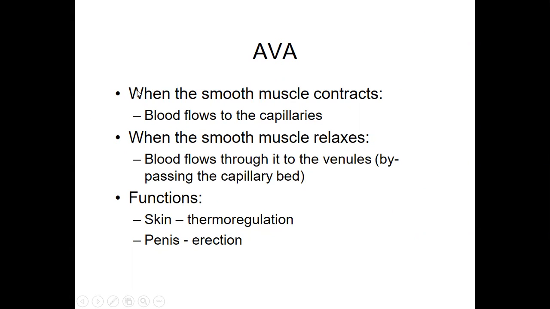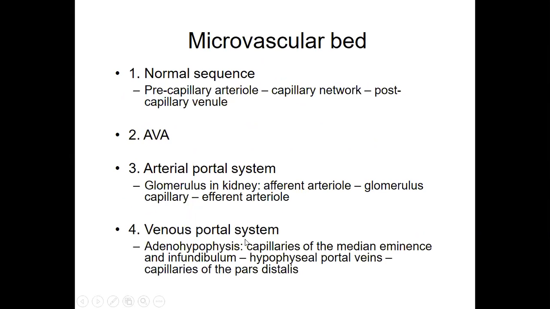For AVA, whenever the smooth muscle contracts, the blood will flow to the capillary. But when the smooth muscle relaxes, the blood flows to the venules, bypassing the capillary bed. So the function is for skin thermoregulation and for erection.